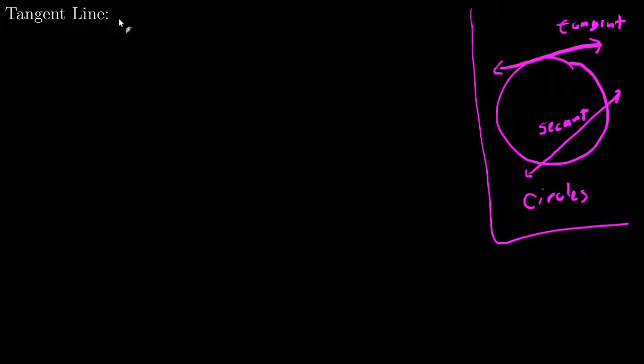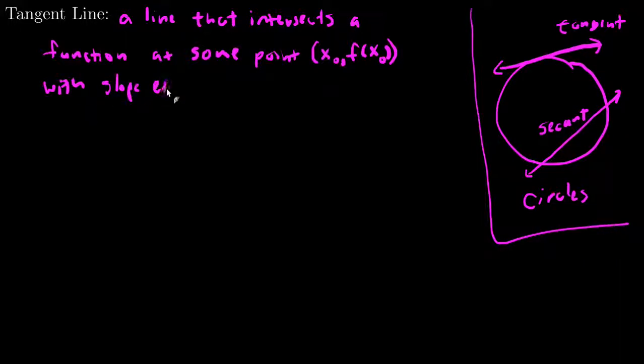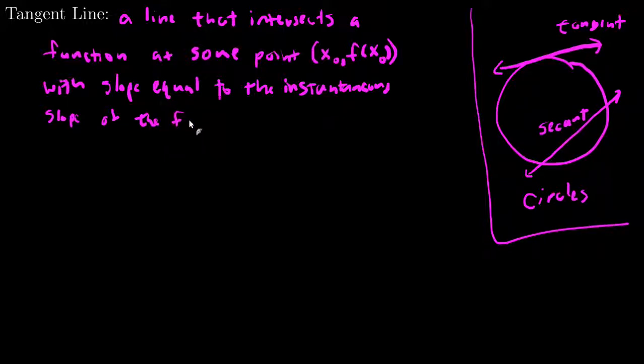The tangent line for a function is a line that intersects a function at some point, and I'll just call that point x naught, f of x naught, so an x and a y coordinate, with slope equal to the instantaneous slope of the function at that point.